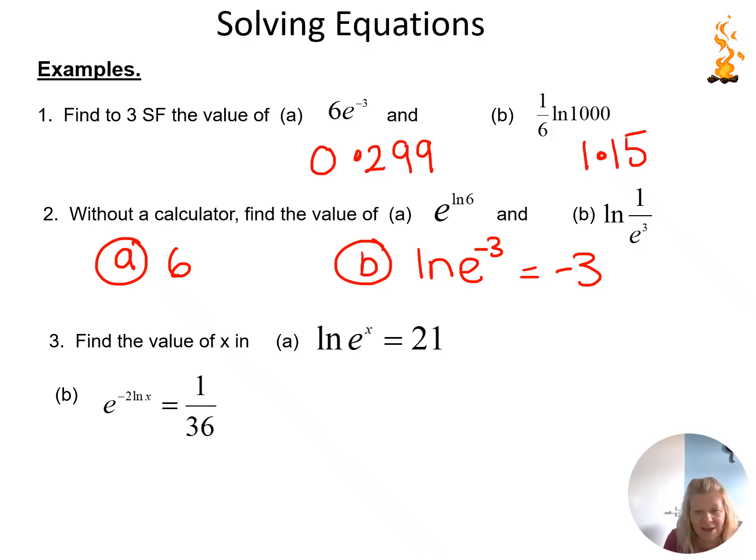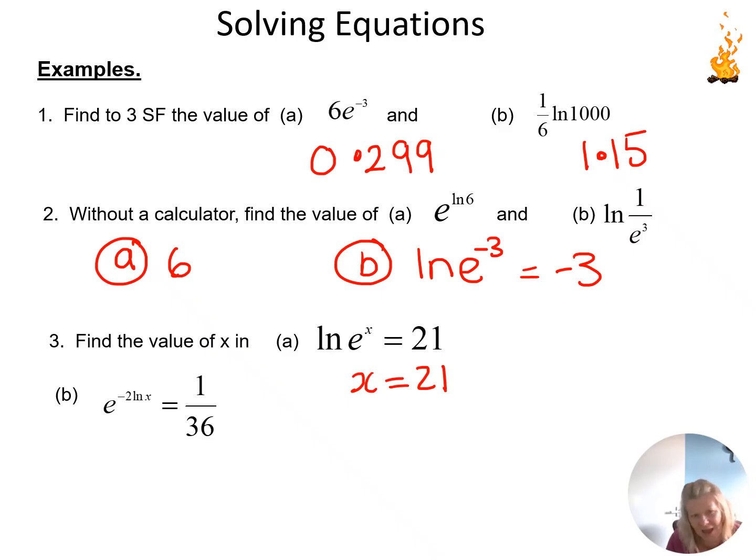Question 3, find x. Here we've got ln and an e next to each other. So they'll cancel each other out and give x just equals 21. Easy one, that one. Part B, bit more to it. Might need a bit of your homework knowledge.